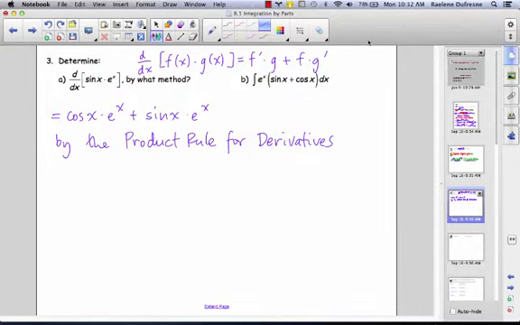In part B, we are asked, what is the antiderivative of e to the x times sine of x plus cosine of x? Well, we can notice that our answer in part A is e to the x times the sum of sine x and cosine x, and therefore reversing the process, the antiderivative of e to the x times sine x plus cosine x must be sine of x times e to the x.